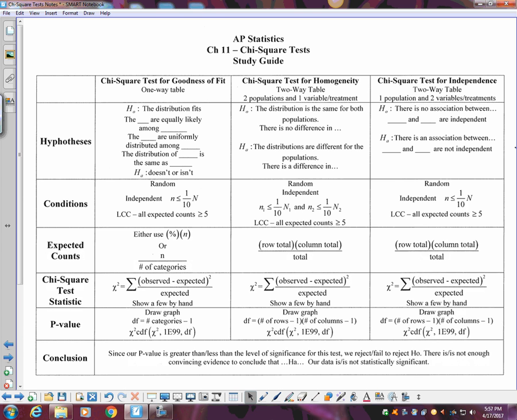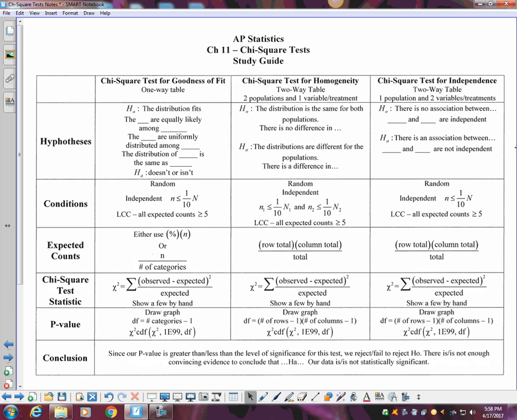Okay, this is your study guide, which you already have. So this compares all three in one swoop. So we'll just go over these real quick. I think the biggest challenge on these is knowing which test to do. The chi-squared test for goodness of fit, to me, is the easiest because it's the only time you have a one-way table. The homogeneity or the independence, you have a two-way table.